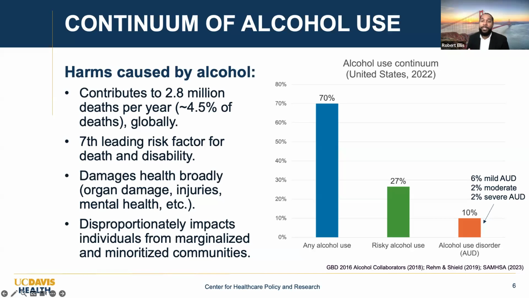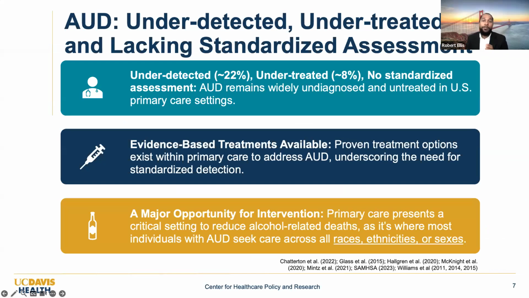Actually around 10% of the US population has AUD, and that 10% can be broken up into 6% mild AUD, 2% moderate AUD, and 2% severe AUD. Moreover, in clinical settings, AUD is often underdetected, with only around 22% of people with AUD being diagnosed. It's also a space where there's a lot of undertreatment, with only 8% of the patients with AUD receiving evidence-based treatment. And there's a lack of standardized assessment using valid and reliable instruments.